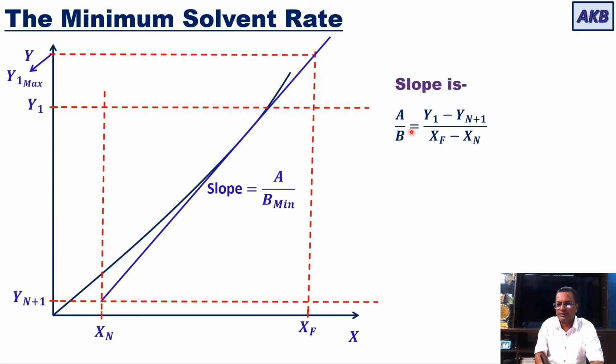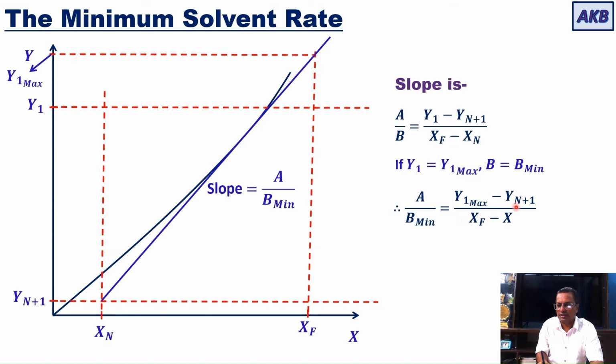We know slope is given by this equation: A upon B is equal to y1 minus yn plus 1 divided by xf minus xn. We have got this equation previously. Now, if I replace y1 with y1 max, B will become B minimum. That's it. So, A upon B minimum will be y1 max minus yn plus 1 divided by xf minus xn. And if I solve this, everything will be known to me except B minimum. So, I can solve this equation and get B minimum. That will be the minimum solvent rate that can be used in this operation.